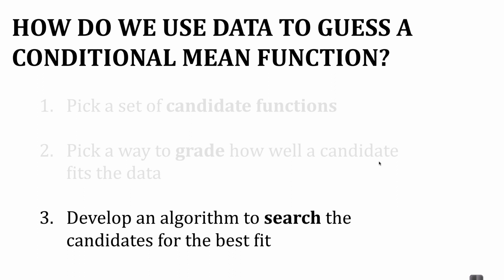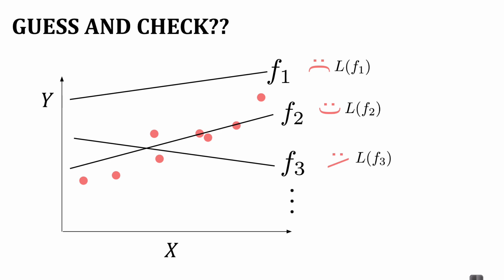Okay, so now we have a way of grading these different candidates. We have a set of candidate functions, and we need to come up with an algorithm to search the candidates to find the best fit. So the easiest way to do that is to just guess and check. Start with a random slope and a random intercept. Evaluate the value of the loss function. Just compute it. How do we do that? We can literally take all the predictions, subtract off the actual observed values, square those things, and then average them. We just do that for every candidate, and we see which one does the best.